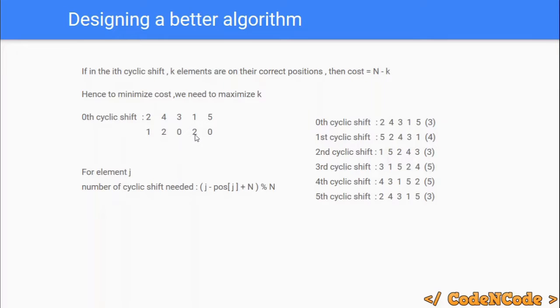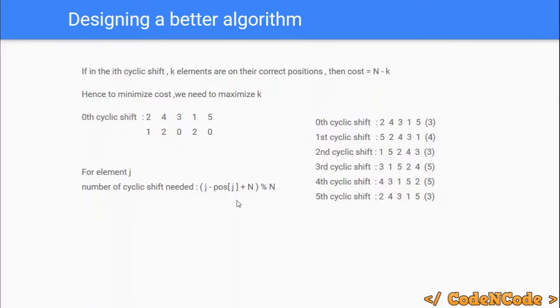But if the result is negative, for example here the correct position is 1 while the actual position is 4, so 1 minus 4 is minus 3. So minus 3 is not a valid number of cyclic shifts here, so just add n in there. Minus 3 plus 5 will be 2. 2 modulo 5 will be 2. We have to perform modulo. You can check by yourself that if j minus pos of j is negative, just add n to it. Otherwise j minus pos of j is your answer.